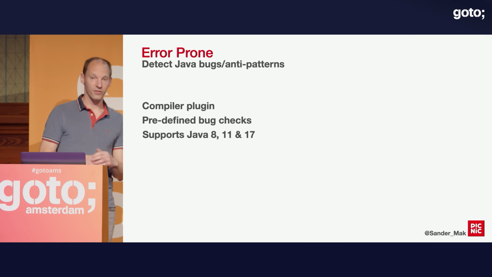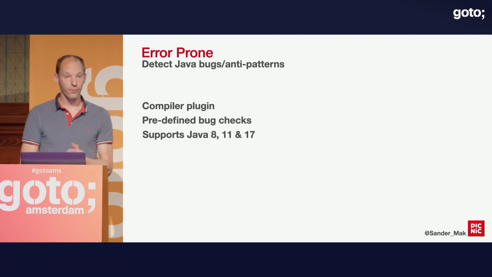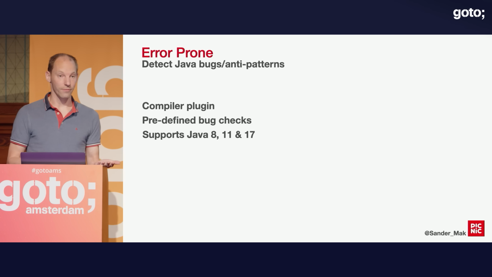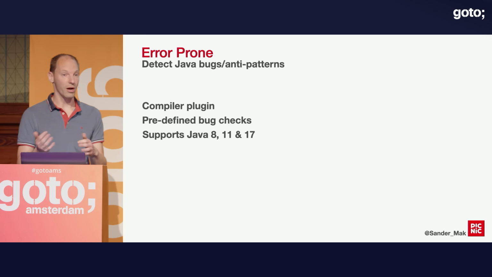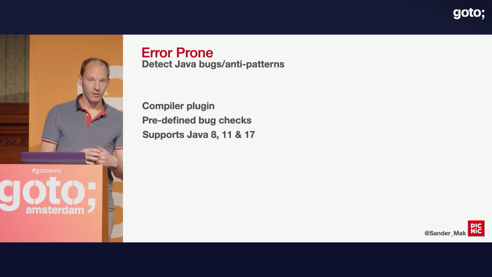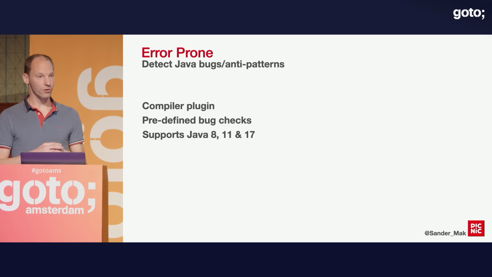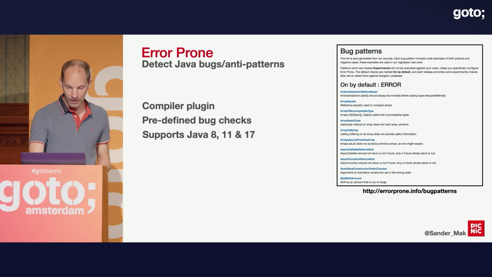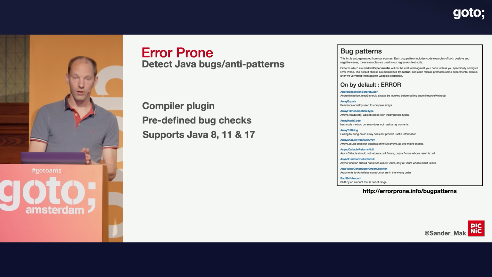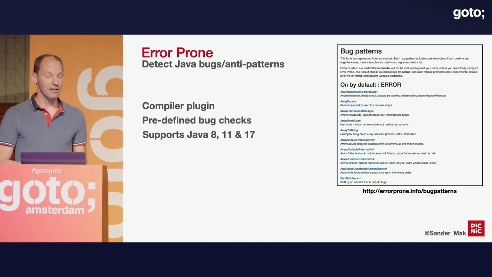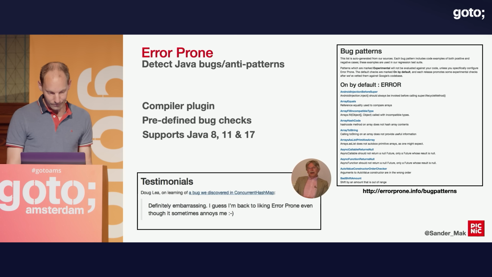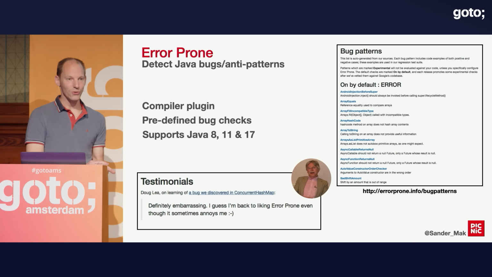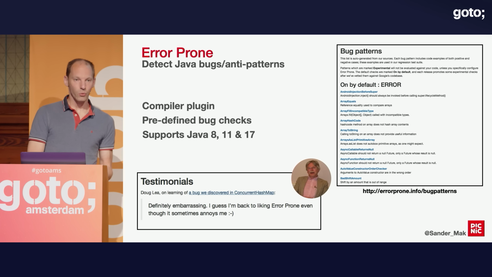The nice thing is that it supports a wide range of Java versions, including modern versions like Java 17, which we're pretty happy about because we migrated to Java 17 roughly 3 or 4 months after it was released. So for us, it is important that these tools are also available in supporting modern Java versions. And like I said, out of the box, you get a lot of bug patterns and bug checks that Error Prone already spots for you.